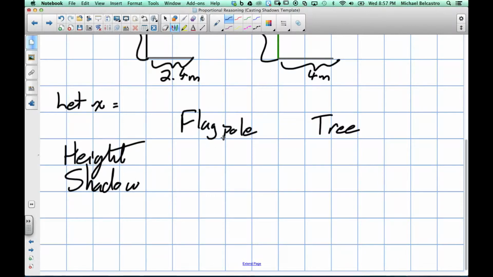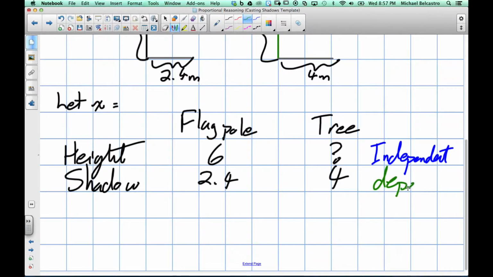Let's write our info this way. Flagpole height, 6 meters. Flagpole shadow, 2.4 meters. Tree height, unknown. Tree shadow, 4 meters. Great. It makes sense that our heights are our independent variable, and our shadow is our dependent variable.